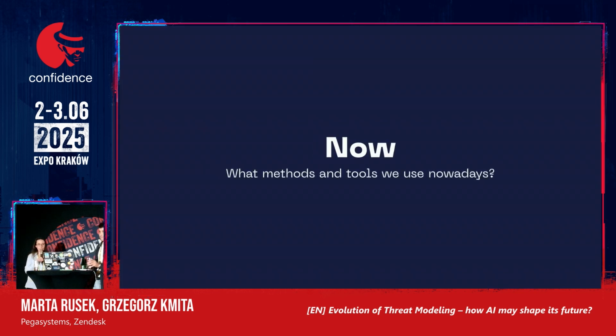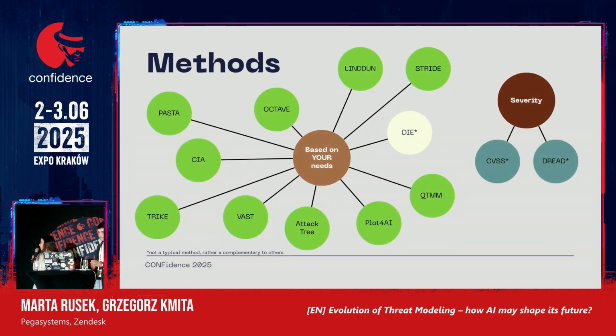In this part, we present how the approach to threat modeling looks nowadays. And let's start with methods. Currently, we have quite a large selection of methods that may reflect our needs in the best way. And there's no simple answer on how to choose the best one. You may think, how big is your product? What do you want to focus on? So for example, risk or privacy. And do you need a diagram to visualize? Some of the methods actually cannot be named as typical ones, but rather as complementary to others, like for example, DREAD, DIE, or CVSS.